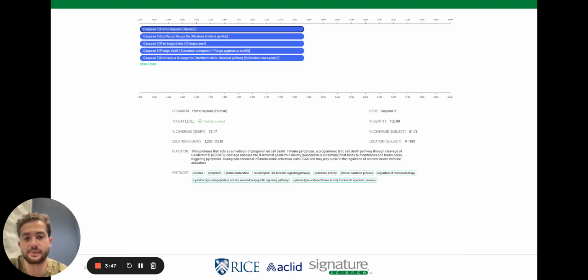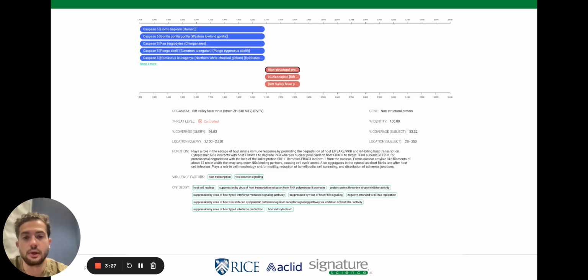Here we seem to have a caspase-5 homolog found in a few different primates with relatively high coverage of 72%. From a first glance, this might be a unique protein that probably has some similar functions to the caspase enzyme, but just hasn't been annotated yet.